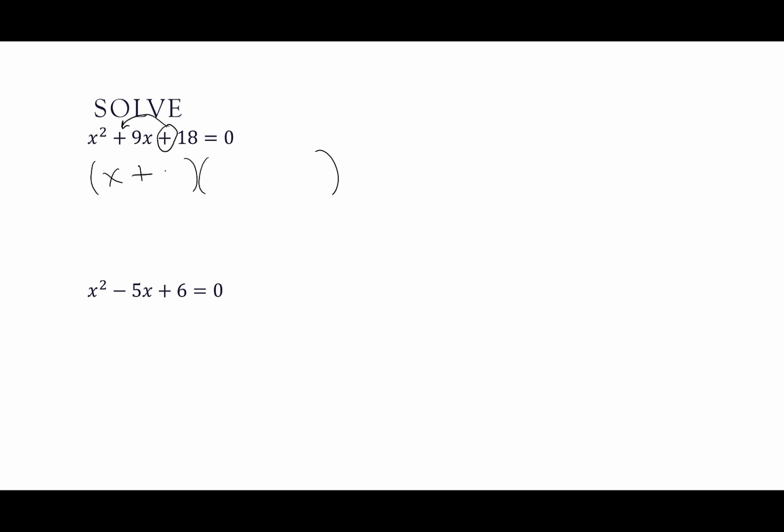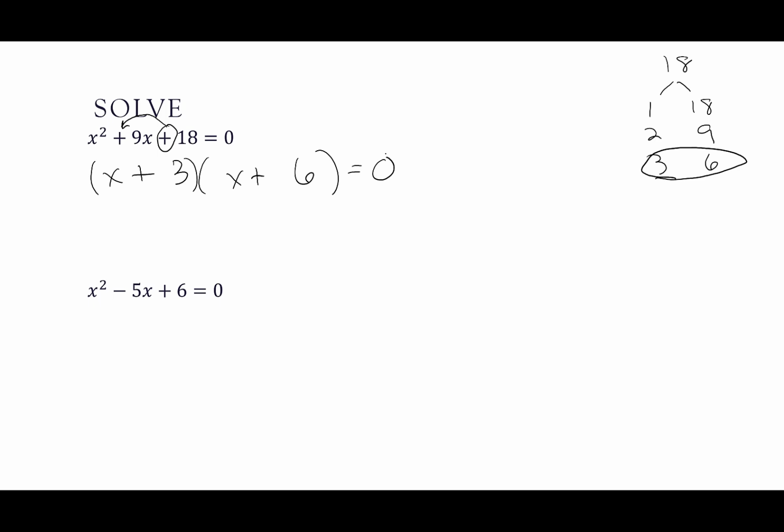So I'll have x plus and I'll have x plus. I think about factors of 18 that add up to 9. If you need to, you can always write 18 is 1 and 18, and it's 2 and 9, and it's 3 and 6, and you just list the factors until hopefully you find 2 that work. So x plus 3, x plus 6 equals 0.